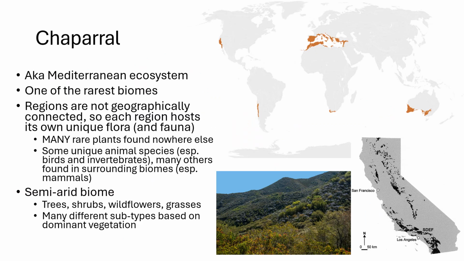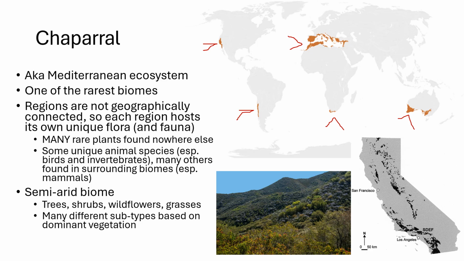All right. Continuing to move north and south of the equator, we get to the chaparral, which is one of the rarest biomes around the world. These regions are not geographically linked like many of the other ones that we've talked about so far. Look how isolated they are from one another. We don't have any connection between these different areas. So the plants that evolve in these areas tend to be very unique. They tend to be very rare and they're found nowhere else in the world. They're often not even found in the surrounding biomes.